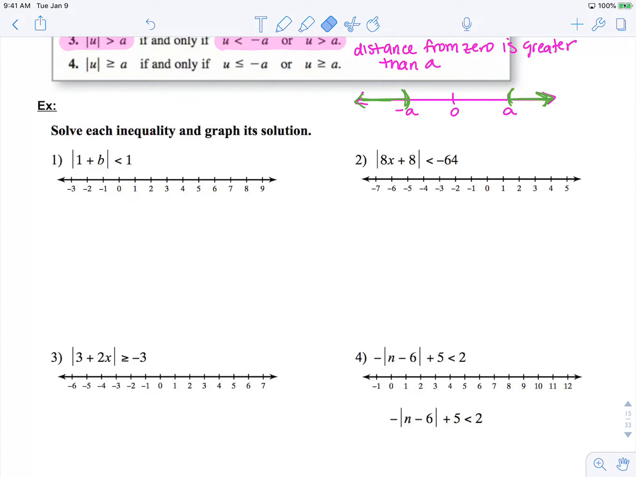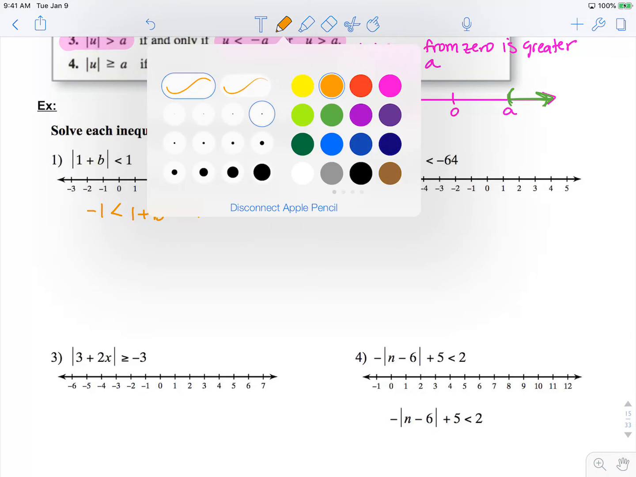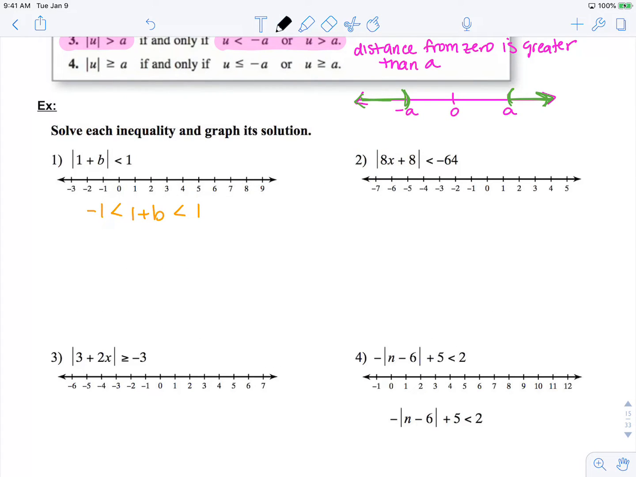Solve each inequality and graph its solution. The absolute value of 1 plus b is less than 1. That means our distance from 0 needs to be less than 1. For that to be true, what's inside our inequality needs to be between -1 and 1. Now we've created a compound inequality.